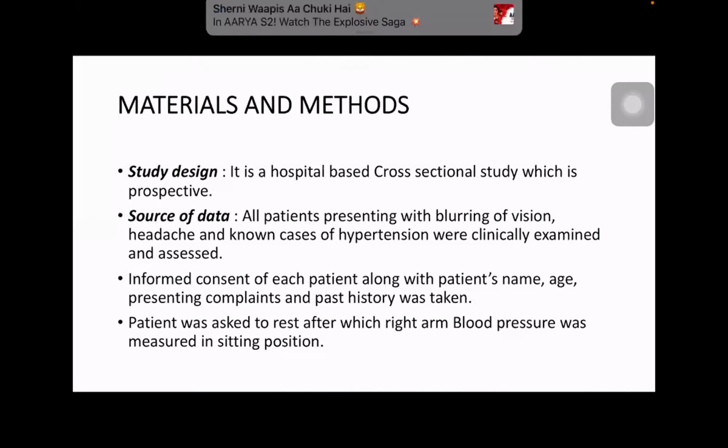Am I finished? Yeah, Dr. Chandralekha, I think it was a neat presentation, in spite of your having technical snags. Yes, it's a neat presentation of correlation of uric acid with hypertensive retinopathy. Thank you.